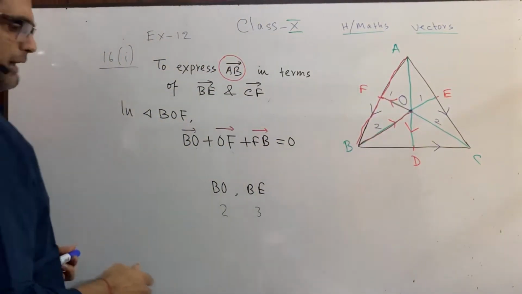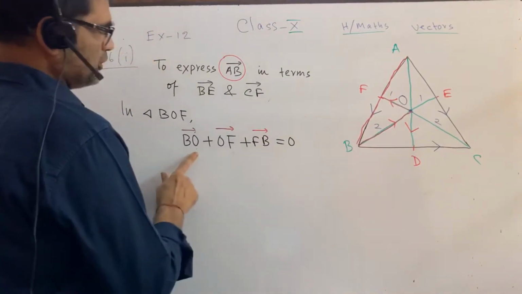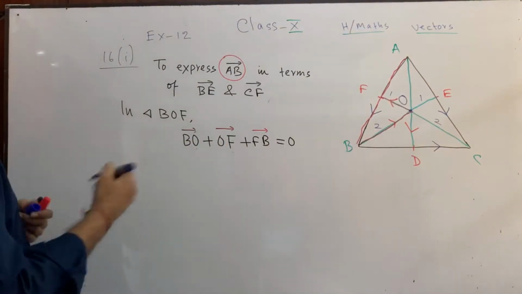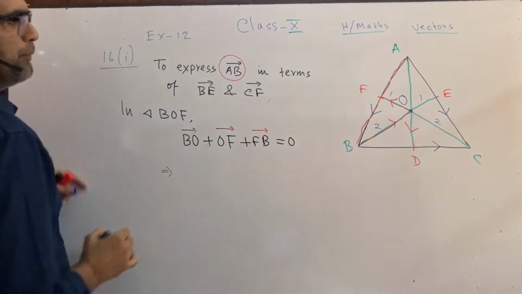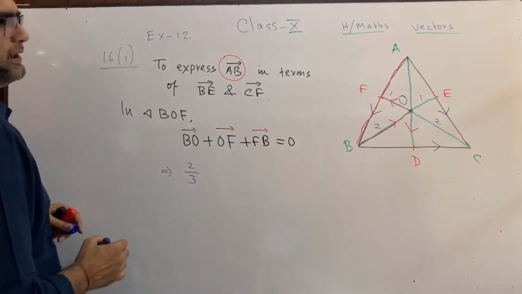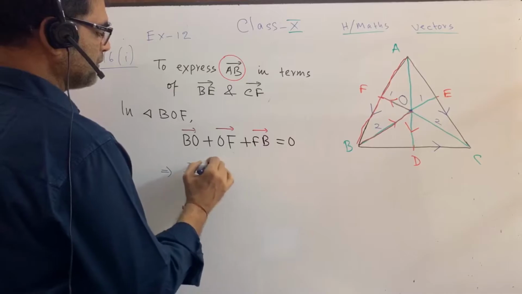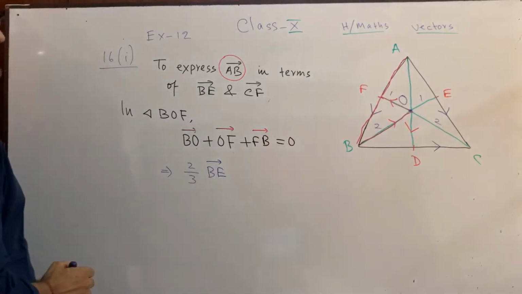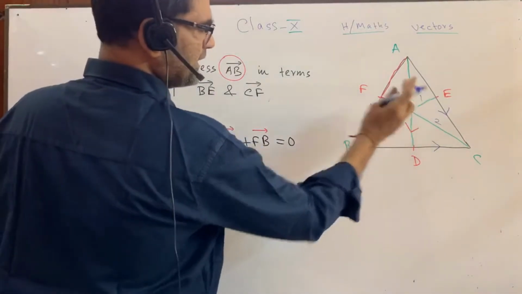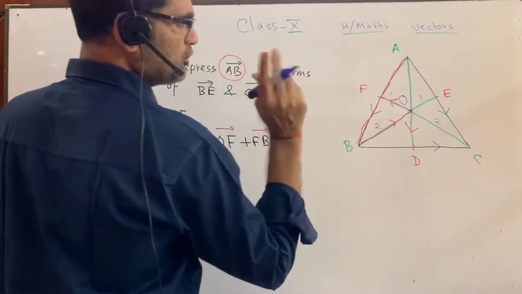Okay, now I want to express BO in terms of BE. So we can write here BO is equal to 2 by 3 BE. Have you seen? BO has been written as 2 by 3 BE. BE equals to what? 2 plus 1 equals to 3 units, right?